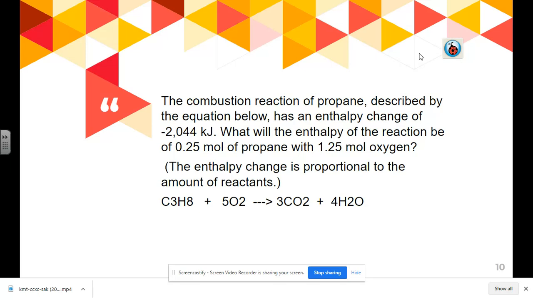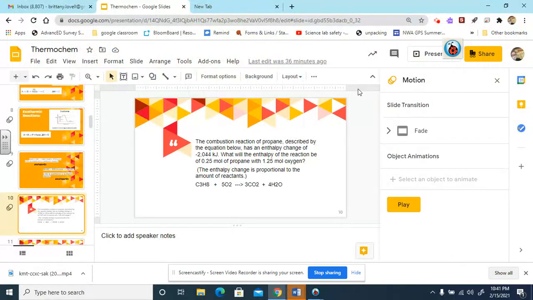Okay, so let's do this problem. The combustion reaction of propane described by the equation below has an enthalpy change of negative 2,044 kilojoules. What would the enthalpy of the reaction be of 0.25 moles of propane and 1.25 moles of oxygen? At this point, guys, if you need to pause the video and write this reaction down, like the C3H8 part, go ahead and pause it and write that down. And I'm going to switch screens here in just a second.